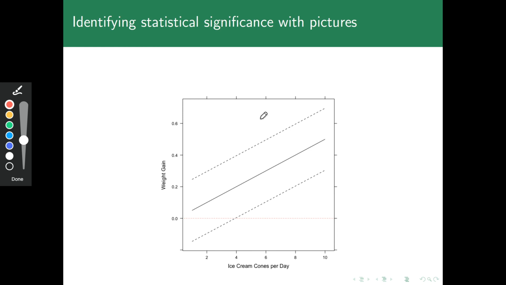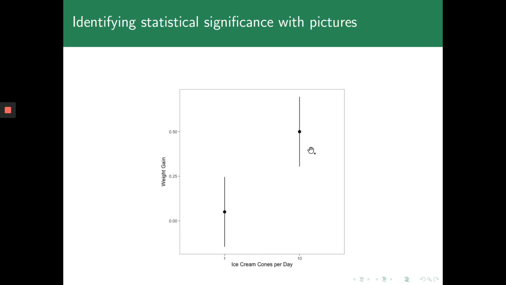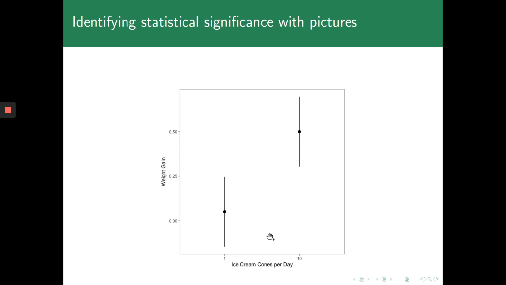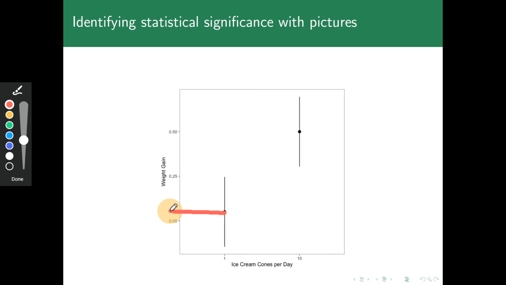Now let's do another version of this same image. It's just represented a different way. Before, we have this line, so it's for each value of ice cream cone. Here, I'm only showing you 1 and 10. For one ice cream cone, the value is a little bit above 1, but the confidence interval intersects 0 here on the y-axis. That means we cannot be certain that you gain any weight from one ice cream cone.